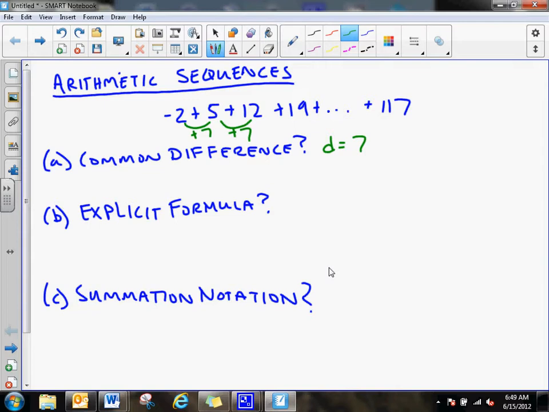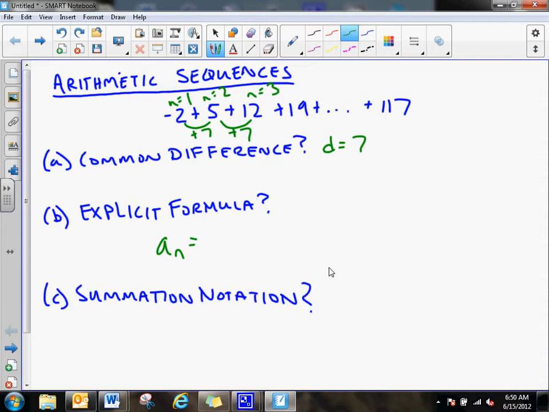If I want to write this as an explicit formula, this is the formula that gives us each term in terms of the number in the sequence. So in terms of n. So for example, this first term is 1. This second term is 2. The third term is 3, and so on. So a formula for that is going to look like this.